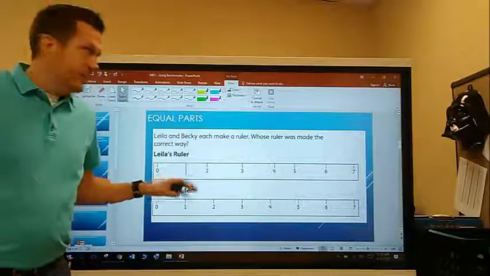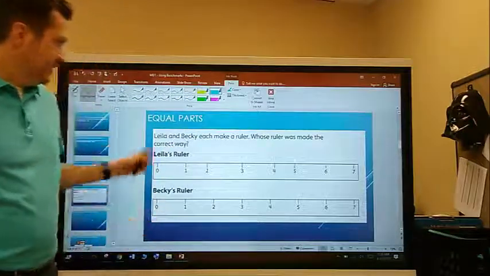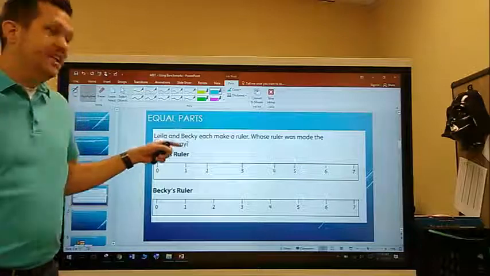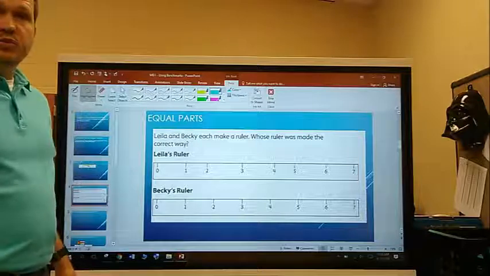We can look right here and we can see if there's anything wrong with this. So let's explore this question a little bit. It says, Leela and Becky each make a ruler. So they both made a ruler. Whose ruler was made the correct way?